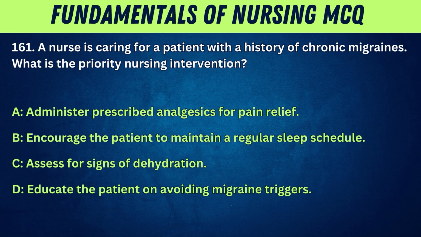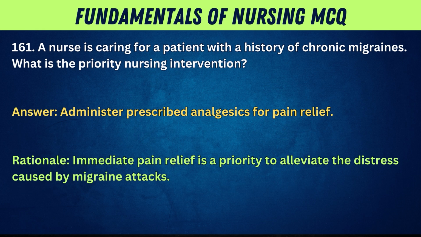161. A nurse is caring for a patient with a history of chronic migraines. What is the priority nursing intervention? A. Administer prescribed analgesics for pain relief. B. Encourage the patient to maintain a regular sleep schedule. C. Assess for signs of dehydration. D. Educate the patient on avoiding migraine triggers. Answer: Administer prescribed analgesics for pain relief. Rationale: Immediate pain relief is a priority to alleviate the distress caused by migraine attacks.